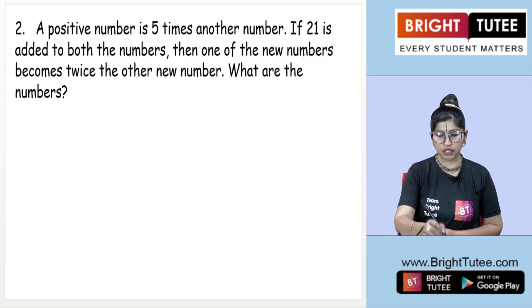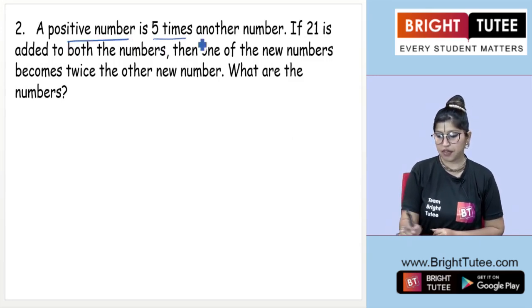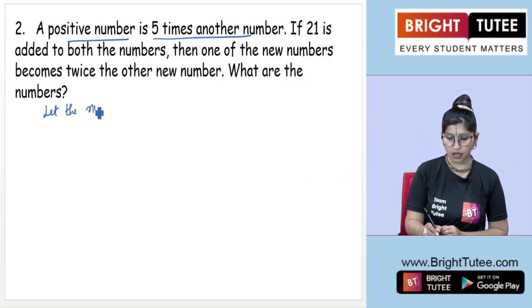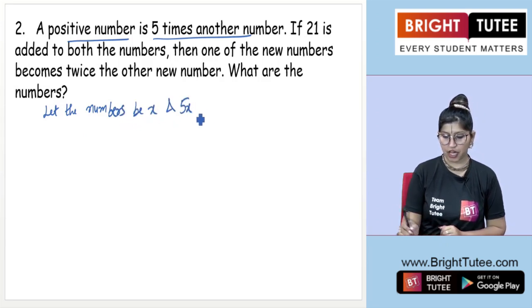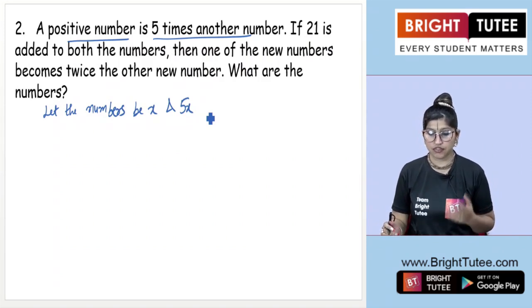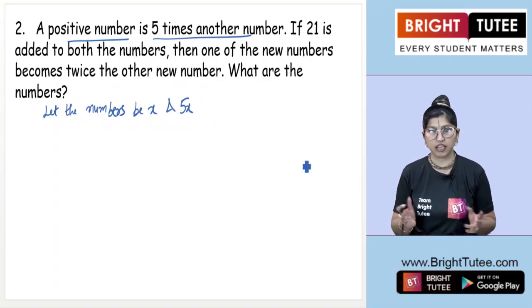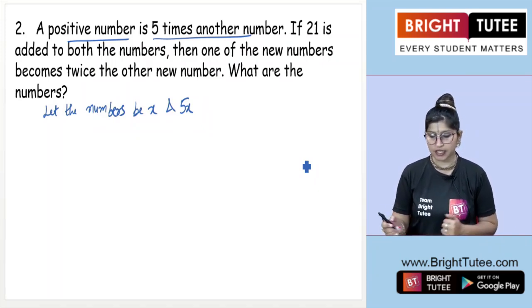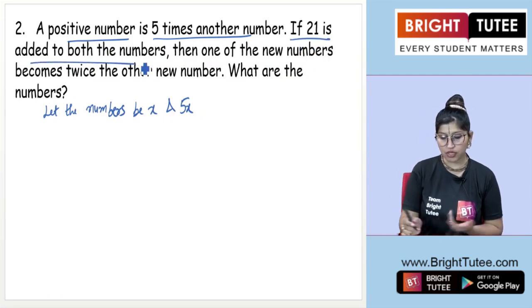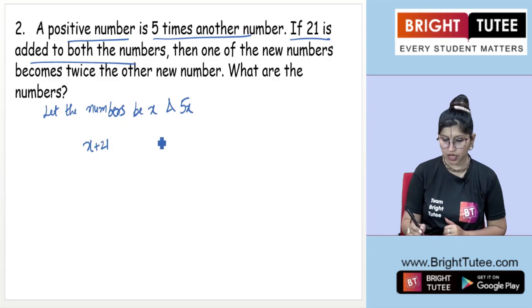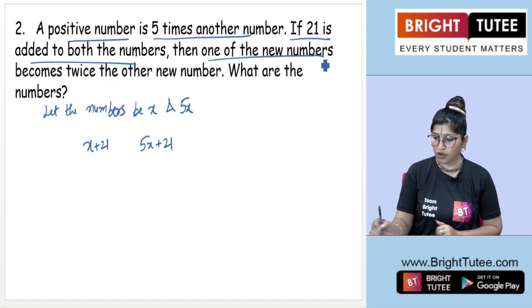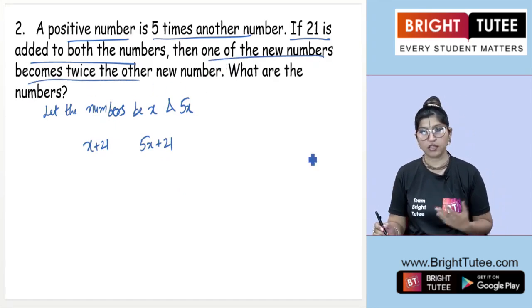Moving on to another question. The question says that a positive number is 5 times another number. So let the numbers be x and 5x. Why? One number is x and the other is 5 times that number. So actually they have given the ratio, or if I take one number as x, the other number will be 5x. Now it says if 21 is added to both the numbers, that means x plus 21 and 5x plus 21, then one of the new numbers becomes twice the other new number.